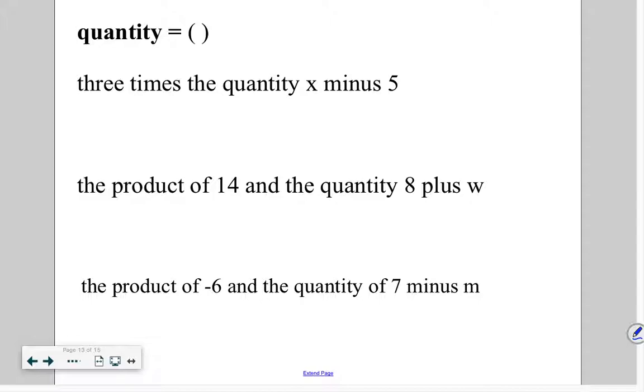So we have 3 times the quantity. So as soon as you hear 3 times the quantity, record your parentheses. Now everything inside those parentheses is what I'm going to read next. 3 times the quantity, x minus 5. So inside parentheses, you record that x minus 5.